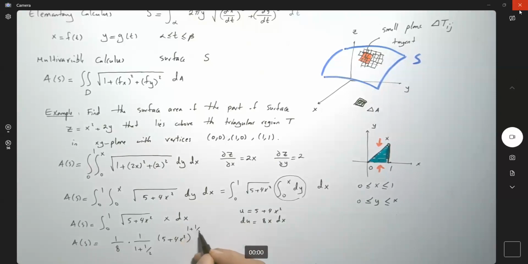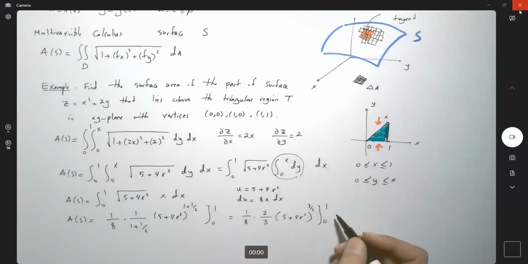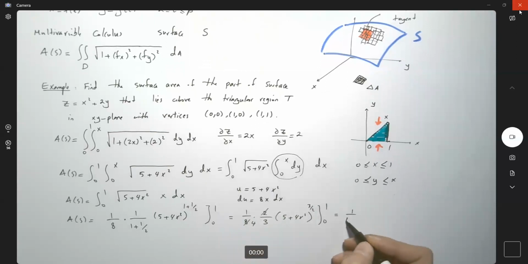Let me write down everything for you. And x is bounded between 0 and 1. This becomes 1 over 8 times 2 divided by 3, times 5 plus 4x squared to the power 3 halves, from 0 to 1. And if we try to simplify this, we can simplify this and you get 1/12.